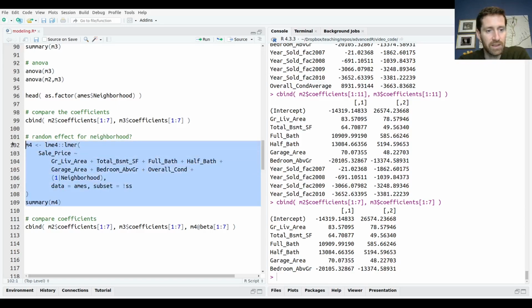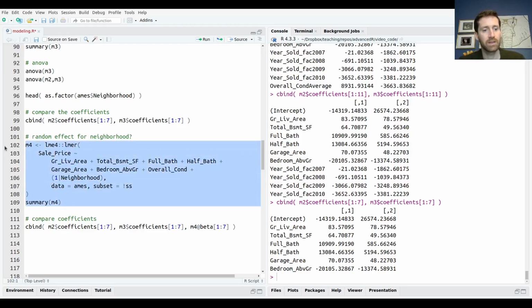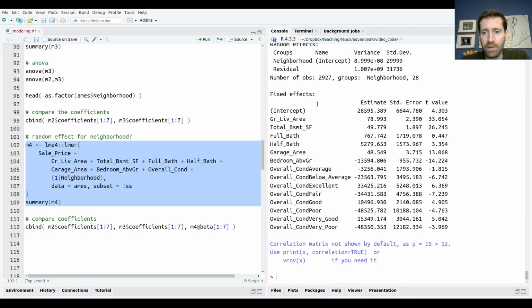So let's just do it and take a look. By the way, we're using the lmer function from the lme4 package to fit the random effect. The syntax is the same as in lm. So for all the fixed effects, the non-random effects, everything looks exactly the same. But for the neighborhood effect, to tell it that it's going to be a random effect, you write 1 pipe neighborhood. This is basically saying you want a different intercept for each neighborhood, and you use this syntax to tell it it's a random effect.